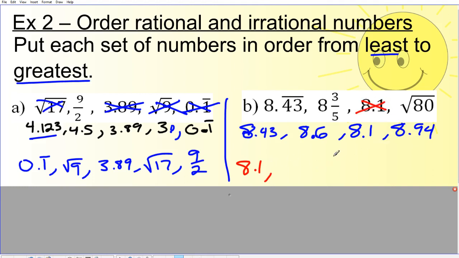Now, next smallest would be 8.4, 8.6, or 8.9. It's 8.4. 8.4. Remember, put down the original form? 8.6 or 8.9. Hopefully you're saying 8.6 is next, this 8 and 3/5. And that leaves lastly square root of 80. Is our largest. Took the numbers, decimals, back to the original form.